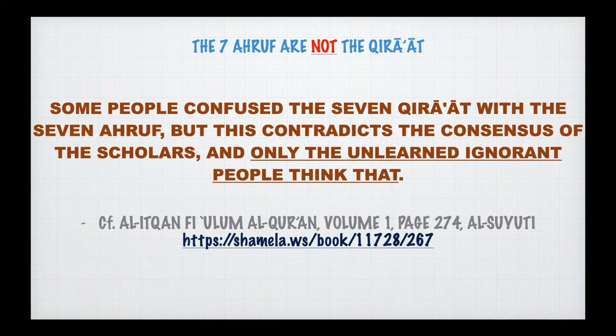Some people confused the 7 qira'at, the ones that Ibn Mujahid chose in the 10th century, with the 7 ahruf, like the hadith that we were just reading. But this contradicts the consensus of the scholars, and only the unlearned, ignorant people think that. So read that through 2 more times. Some people confused the 7 qira'at with the 7 ahruf, but this contradicts the consensus of the scholars, and only the unlearned, ignorant people think that.